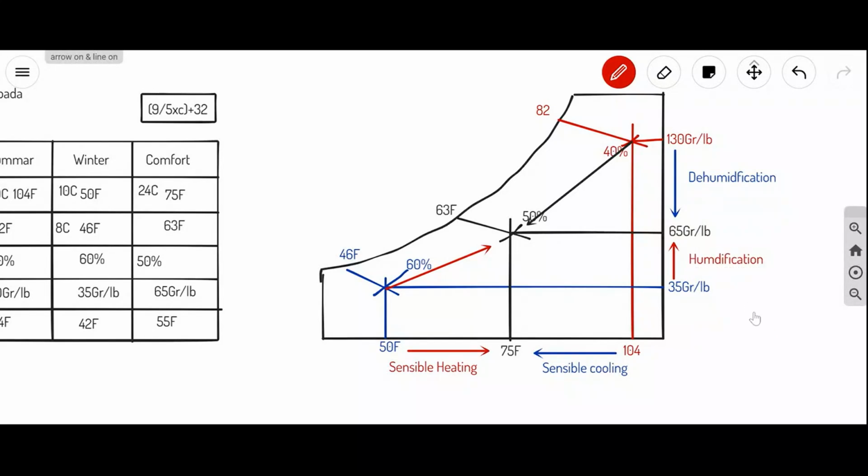So whenever you come to the comfort state, to be in comfort you need to go with some process. Suppose you are in Hyderabad, to be in comfort we need to provide cooling and dehumidification in summer, heating and humidification in winter.